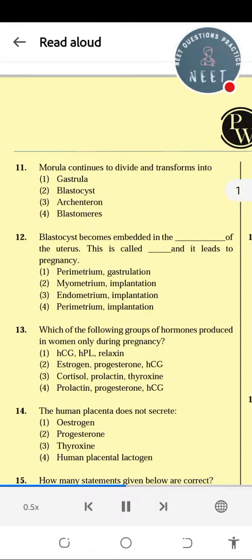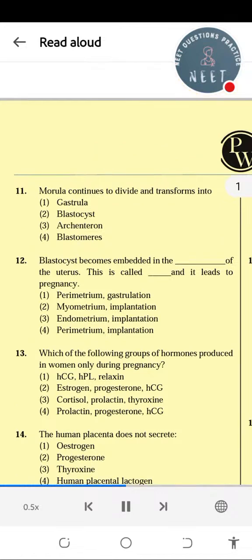11. Morula continues to divide and transforms into: 1. Gastrula, 2. Blastocyst, 3. Archenteron, 4. Blastomeres. 12. Blastocyst becomes embedded in the blank of the uterus. This is called blank, and it leads to pregnancy. 1. Perimetrium, gastrulation. 2. Myometrium, implantation. 3. Endometrium, implantation. 4. Perimetrium, implantation.